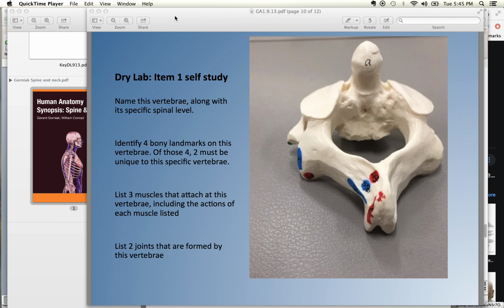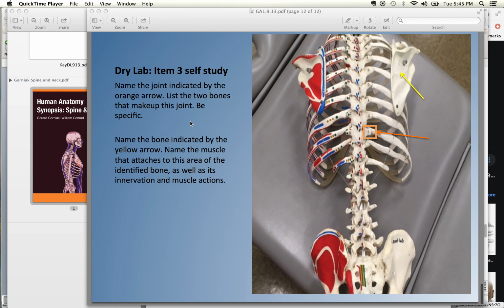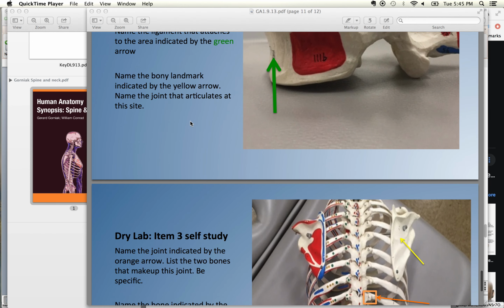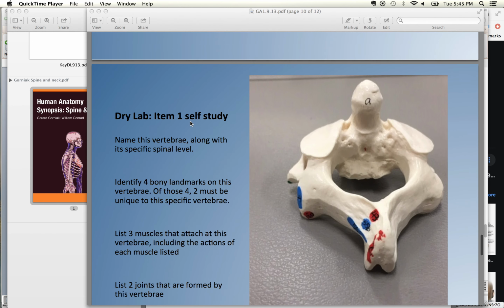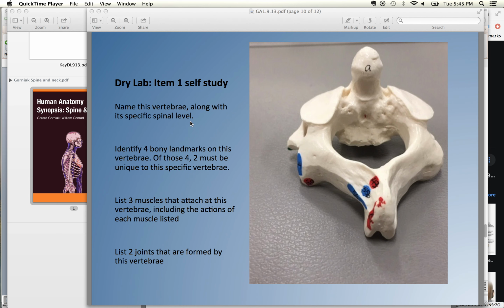How's it going, everyone? This is for General Anatomy Dry Lab, and this is your answer key for these self-study questions that were provided to you on the assignment for Dry Lab last weekend. So what I thought I would do is go over each slide and provide you all with the answers and maybe a little bit of explanation for why those answers are correct.